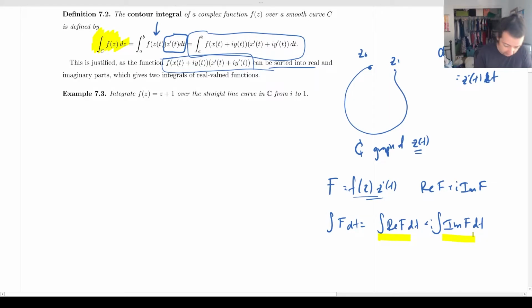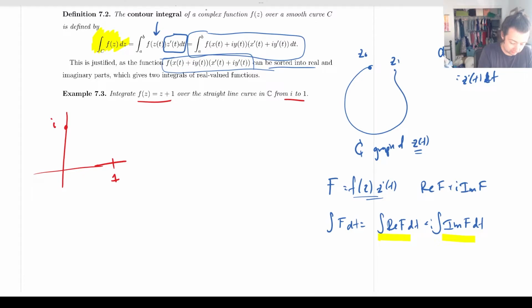So let's look at an example of how to do this, a very simple example. Let's look at the integral of f of z equal to z plus 1 over the straight line curve in the complex plane from the point i to the point 1. So first, we're starting at the point i and ending at the point 1, with a straight line path between them. It's this line segment right here, and I want to integrate f restricted to that line segment.